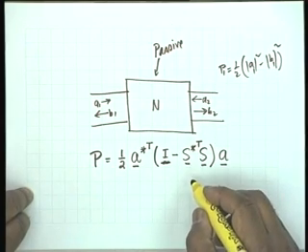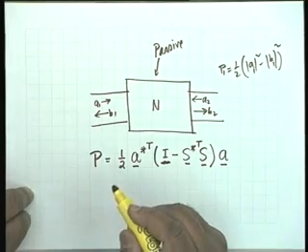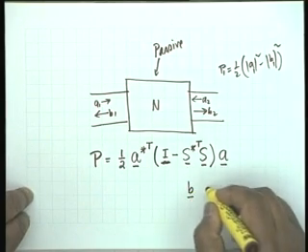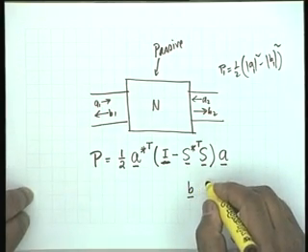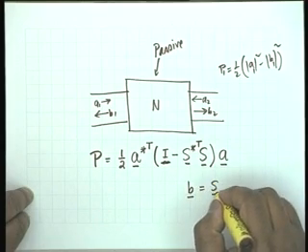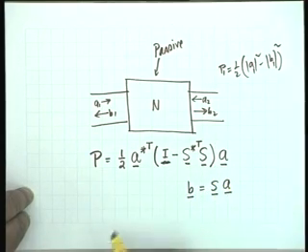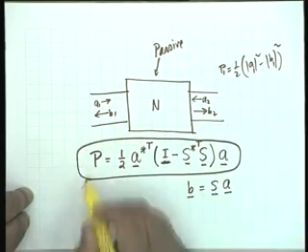We also utilized something else in this, B equal to SA, that the reflected parameter matrix is equal to the scattering parameter matrix multiplied by A. So this was the final result.